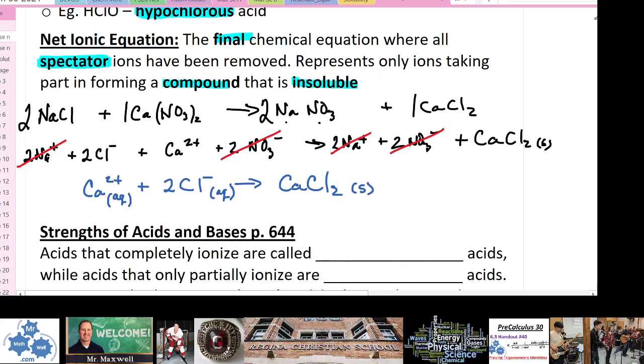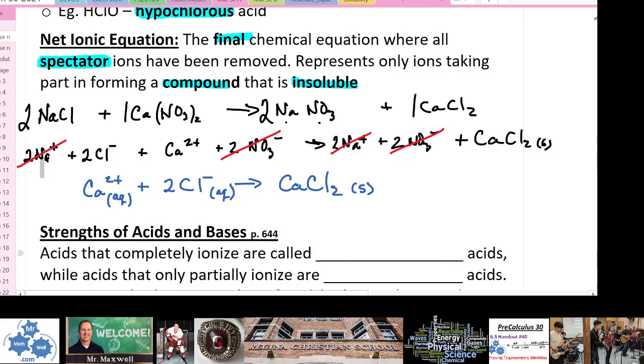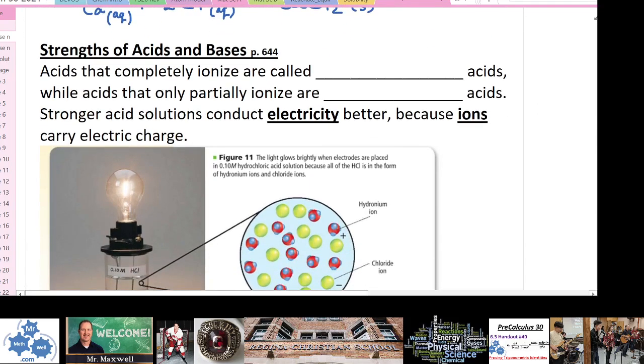Okay, page 644 in your text there, page 644, we're talking about the strengths of acids and bases. So what makes something a strong acid or a strong base? Is it its concentration only, or is it something else? Well, acids that completely ionize.